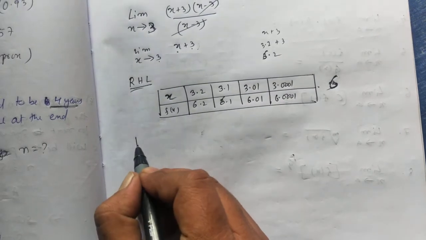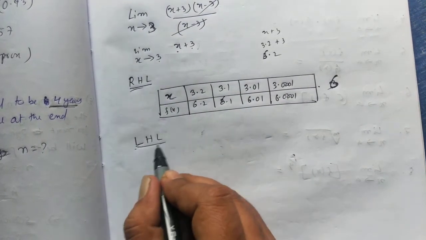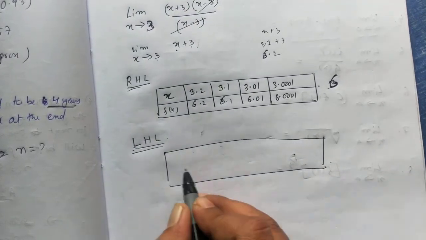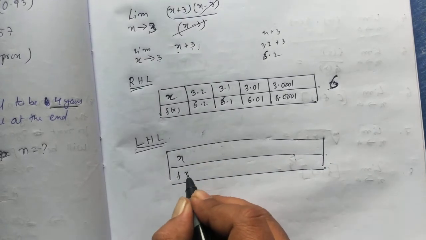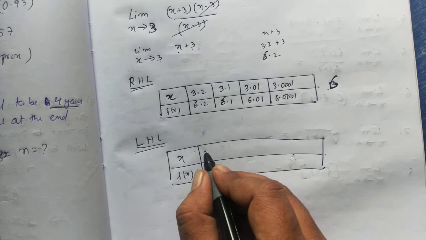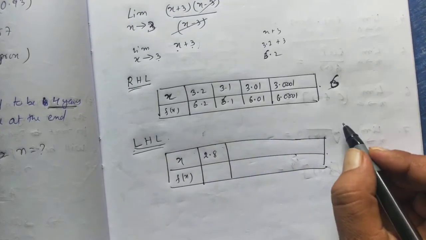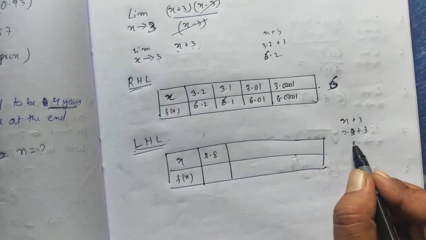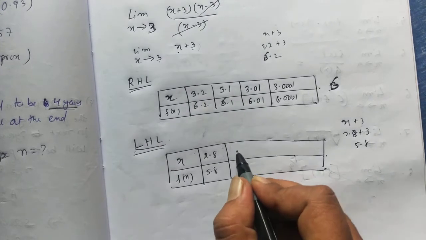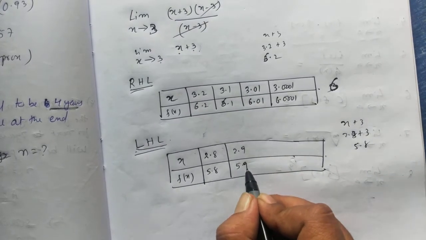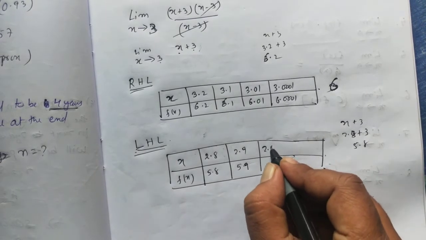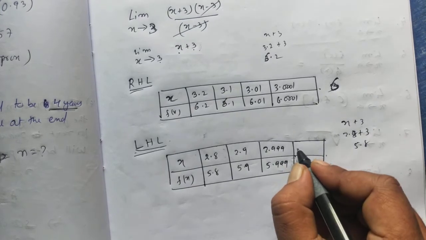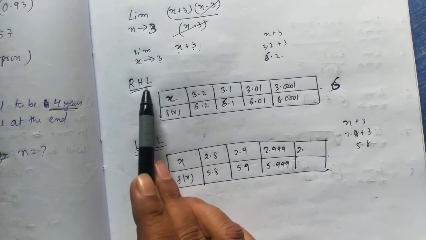We can also check the limit by taking the left hand limit, by taking the value from the left side. Suppose this is x, this is f(x). Suppose I take the value 2.8. So this is x plus 3. In place of x, if I take 2.8, plus 3 will become 5.8. If I take 2.9, it will become 5.9. If I take a bigger number, 2.999, it will become 5.999. If I take a bigger value nearer to 3, I'm not taking 3 but approaching 3.